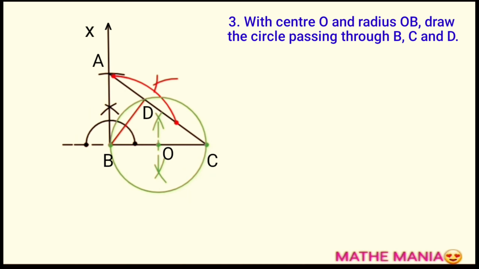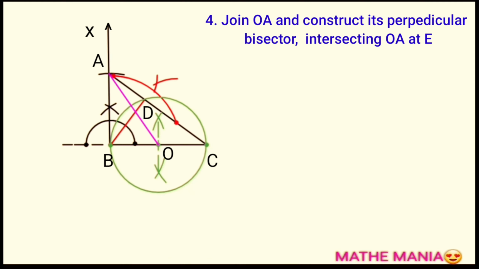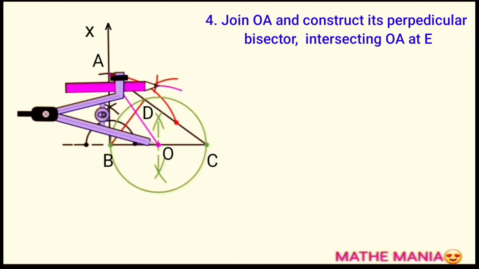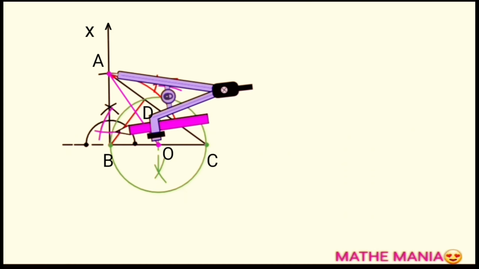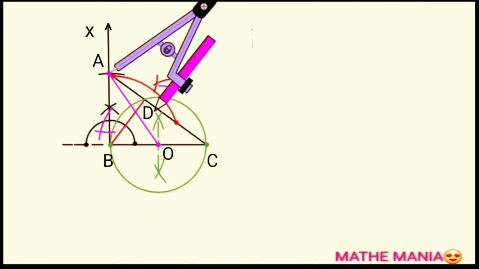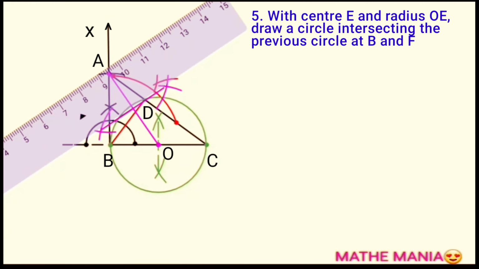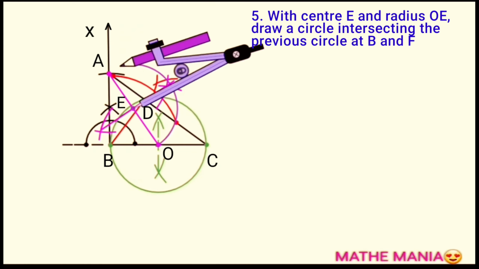In the last part of the answer, we have to draw tangents from A point to the circle. So the same steps which we were doing earlier will be followed here. So first join OA and draw its perpendicular bisector. Name the point of intersection of OA and the perpendicular bisector as E. Taking it as center and radius AE or OE, draw a circle intersecting the first circle at points B and F.